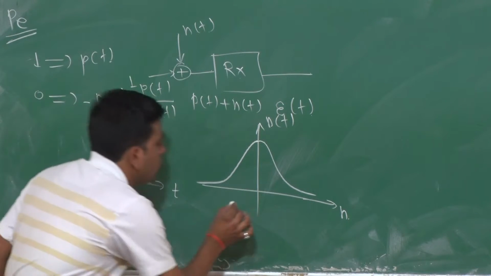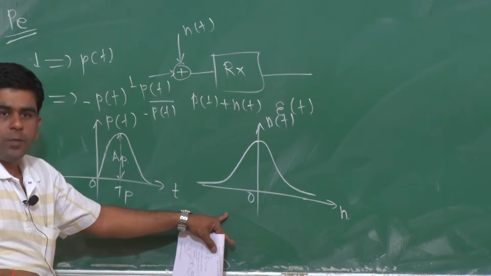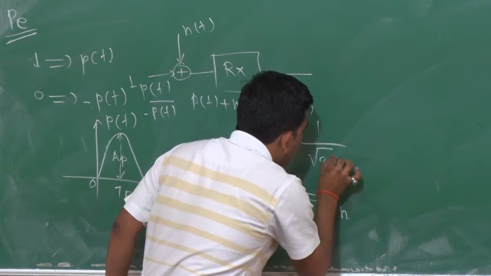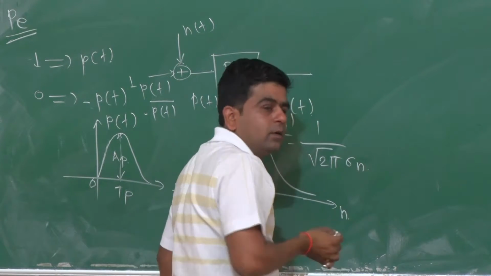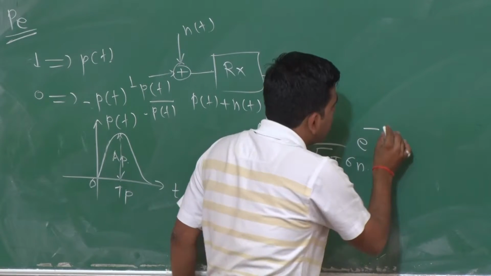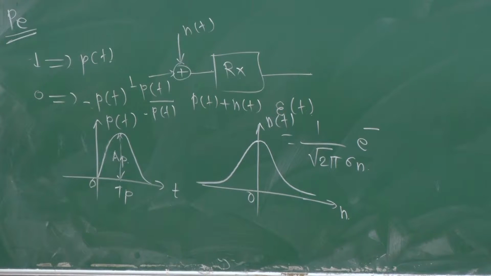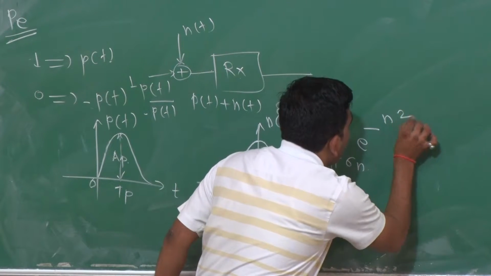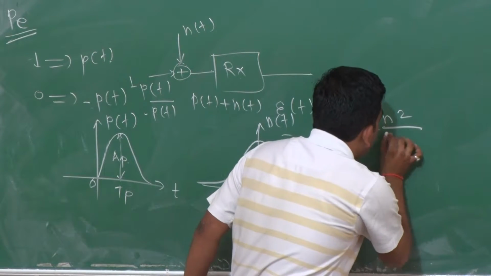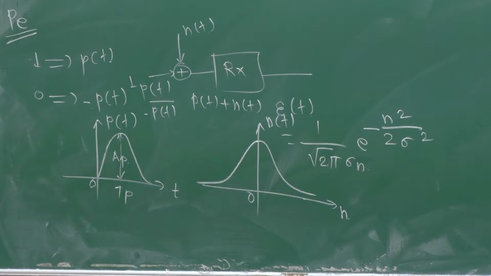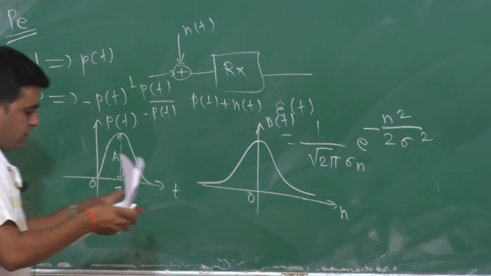N with 0 mean, and this will be given as 1 by root 2 pi sigma n, e raised to minus n square divided by 2 into sigma square, with 0 mean.